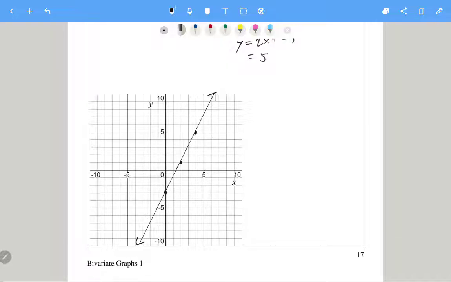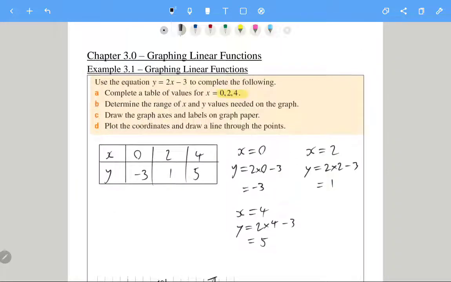Now a good thing once you've drawn your straight line is to pop in the equation. So y equals 2x minus 3. Alrighty. You can have a go at the next questions while I move on to the next example.